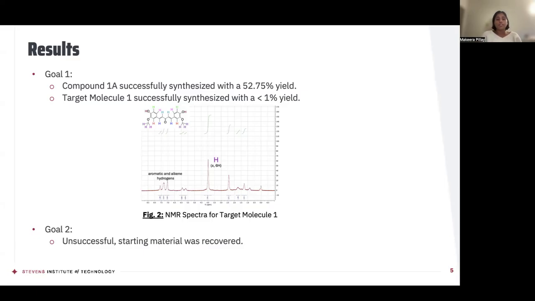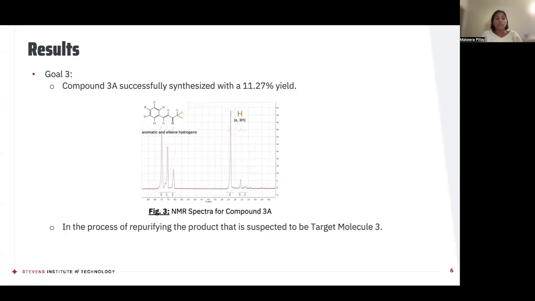For goal 2, we were unsuccessful in synthesizing both compound 2A and target molecule 2, and the starting material was recovered. For goal 3, compound 3A was successfully synthesized with an 11.27% yield. The upfield peak corresponds to the methyl hydrogens on the right-hand side of the molecule, and the downfield peaks correspond to the aromatic and alkene hydrogens. We are currently in the process of repurifying the product that is suspected to be target molecule 3.